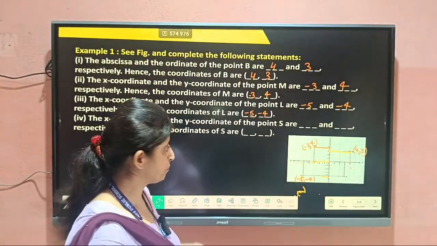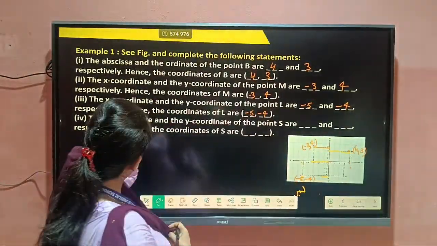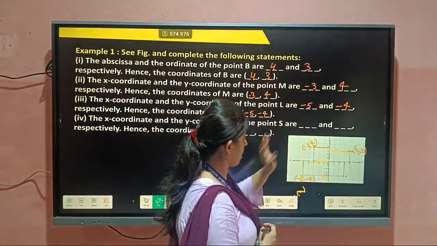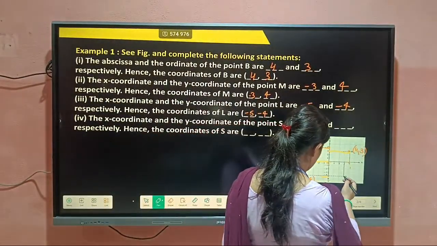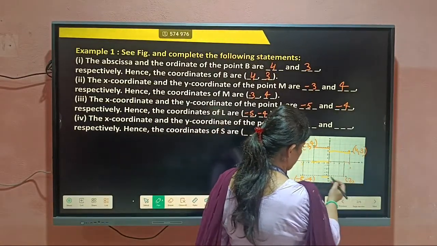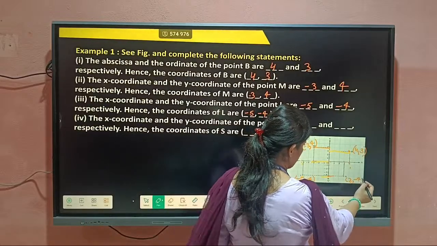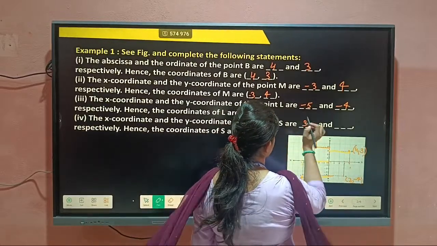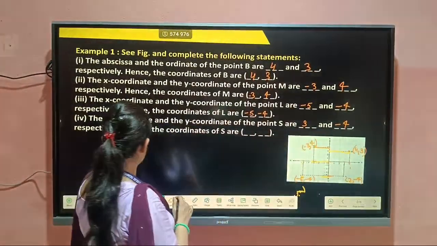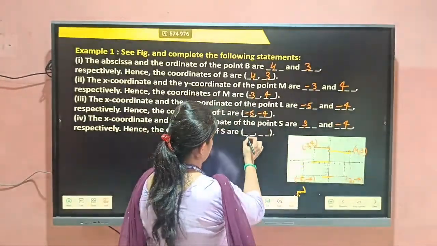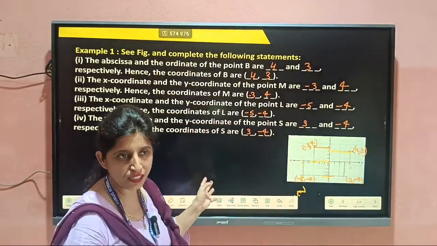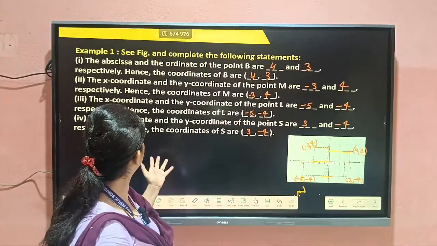Understand, all? Next, the x coordinate and the y coordinate of the point S are. Now where is S? Here. In S, the x coordinate is 3 and the y coordinate is -4. Hence the coordinates of S are 3 and -4. I hope all understand this question, this example.